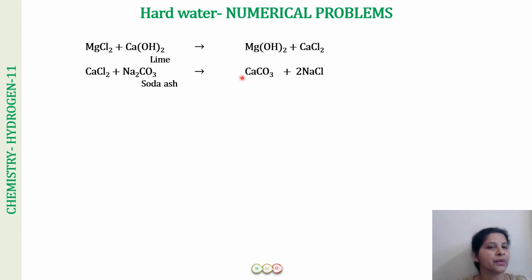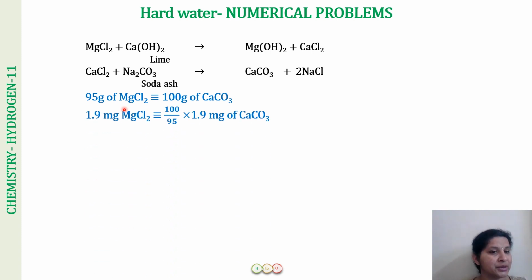So what are we getting? 1 mole of magnesium chloride gives us 1 mole of calcium carbonate. So the rest is going to be easy. Apply the mole concept and get the answer. 95 grams of magnesium chloride, that is 1 mole, is going to give us 1 mole of calcium carbonate, which is 100 grams. What is given in the question is 1.9 milligram of magnesium chloride. So this is equivalent to 100 divided by 95 into 1.9 milligram of calcium carbonate, which comes to 2 milligram of calcium carbonate.